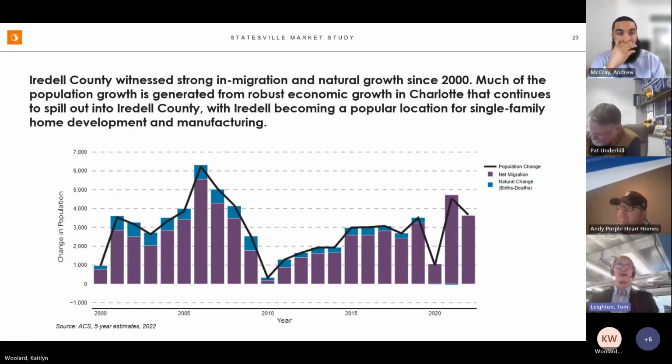This is a chart of population growth in Iredell County as a whole. So way back to 2000, there has been consistent growth in Iredell County. Next slide.